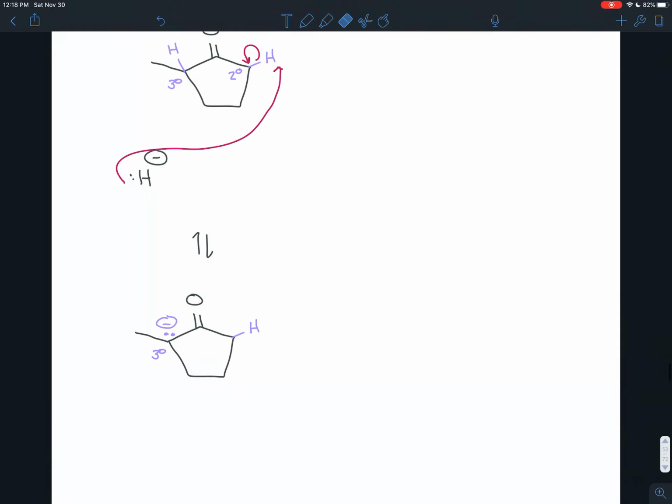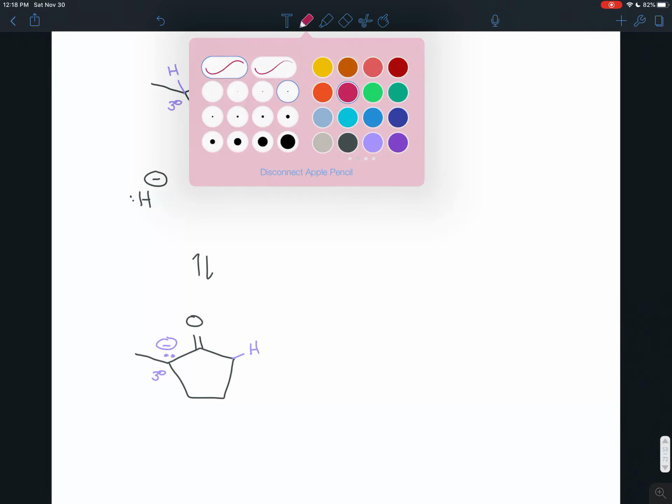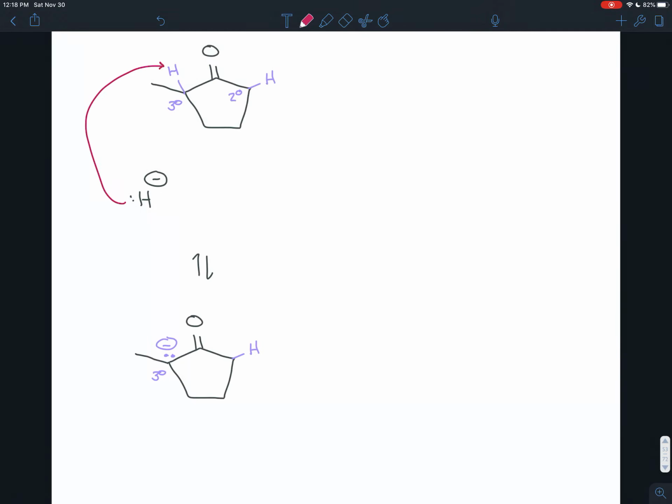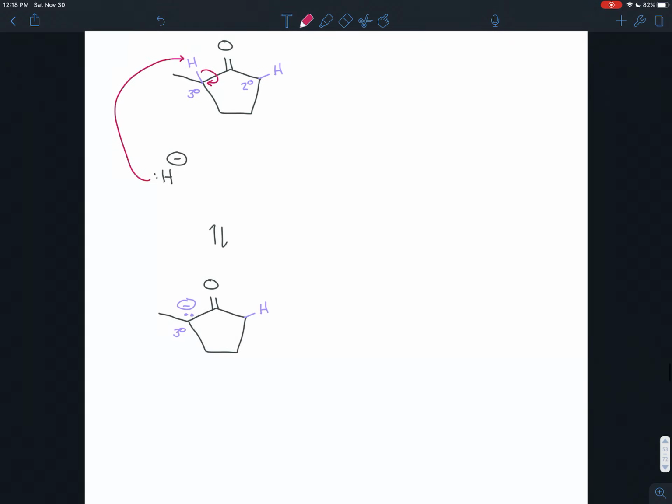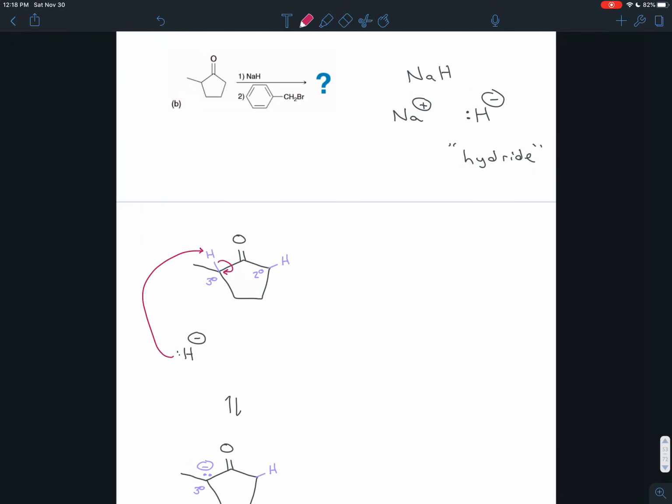That allows the charge to spread out more, and so of the two options, the hydrogen ends up stealing the more substituted hydrogen, or the hydrogen on the more substituted carbon, to produce the more stable product. So this is the opposite of LDA. LDA steals the hydrogen on the less substituted carbon. Sodium hydride steals the hydrogen on the more substituted carbon. So you can preferentially make either of those carbons a nucleophile. So that's the first step.